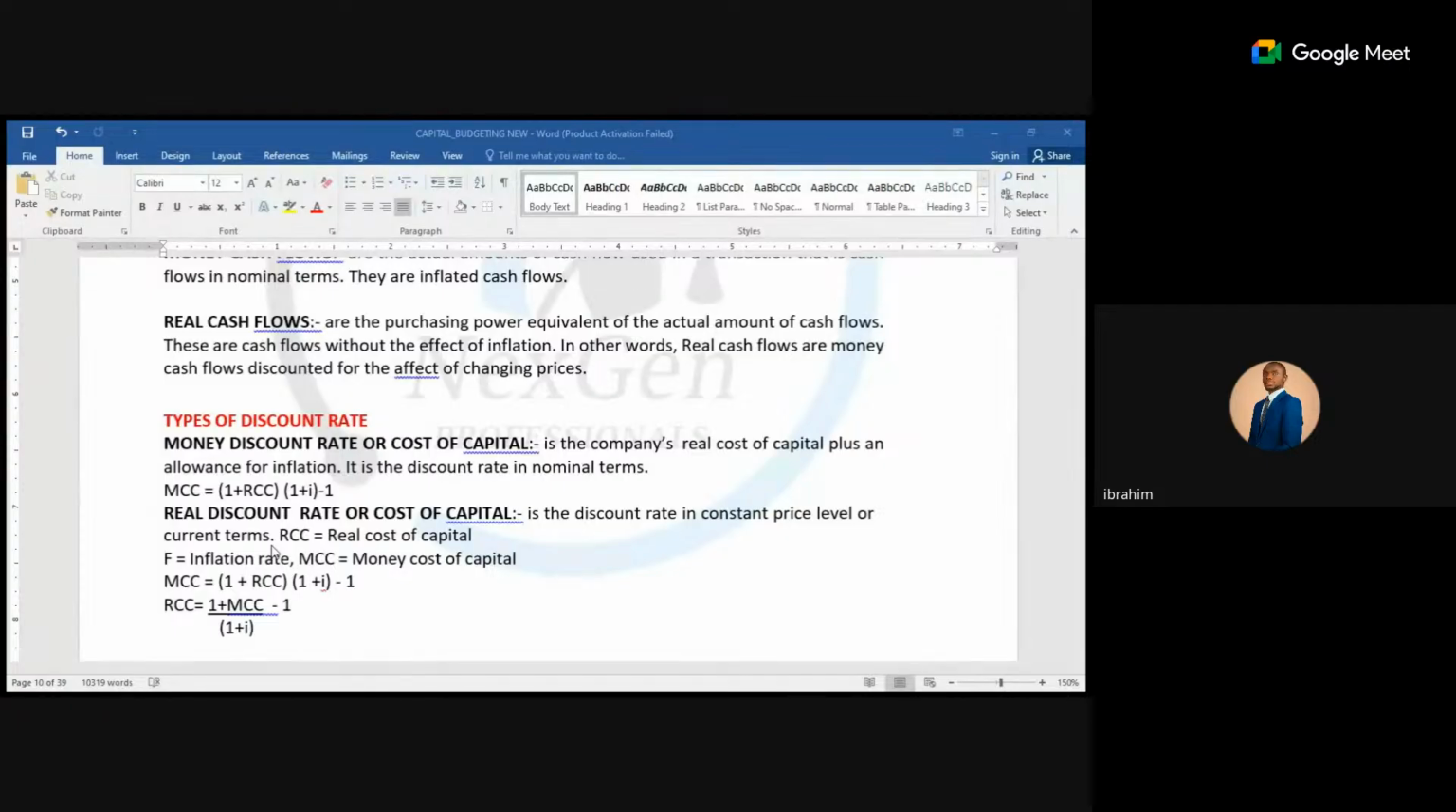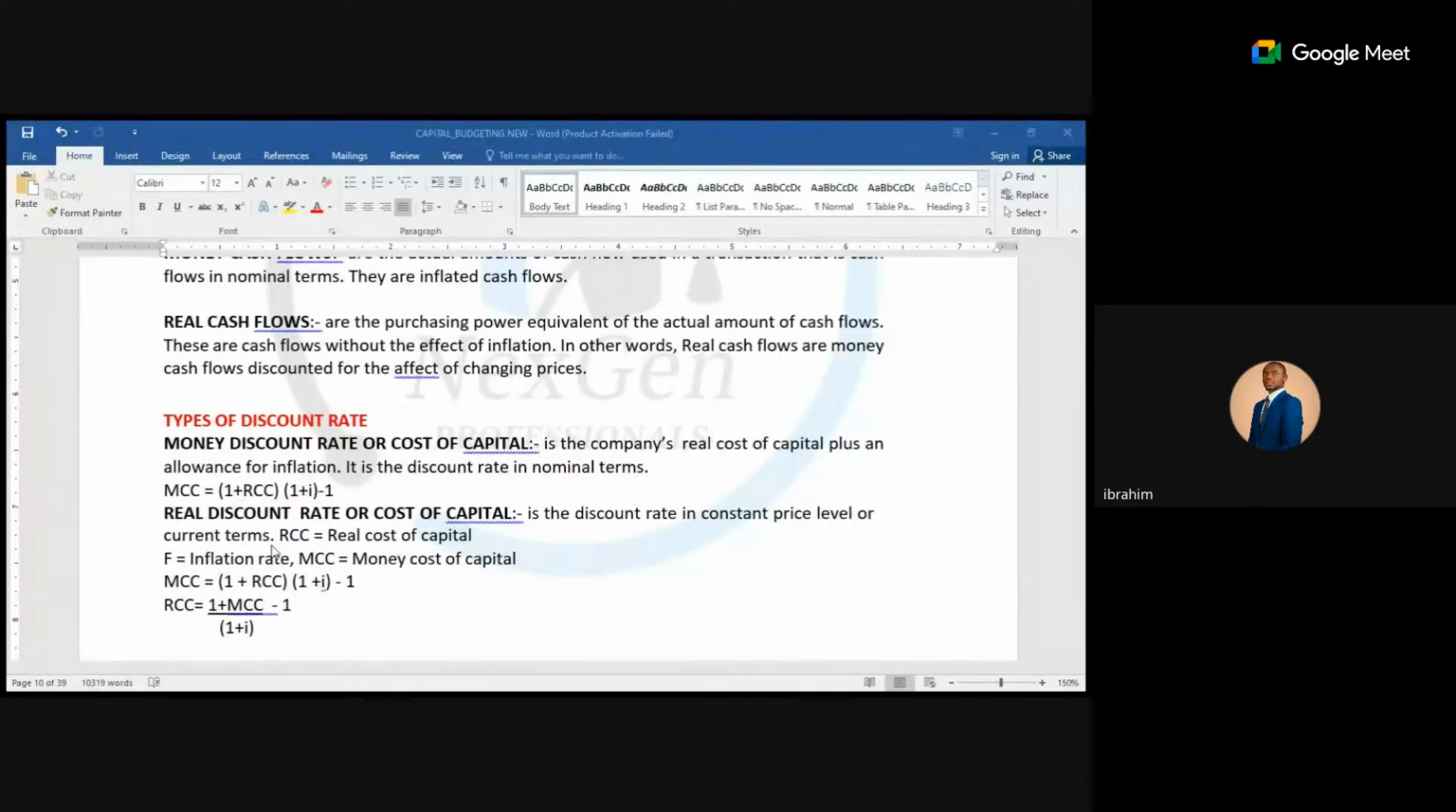So when you convert it to money cost of capital, you can use it to discount what? The project, right? Then, if it is real, it will be stated in the question. There's a general rule I put down after this real cost of capital, right? We'll get there.